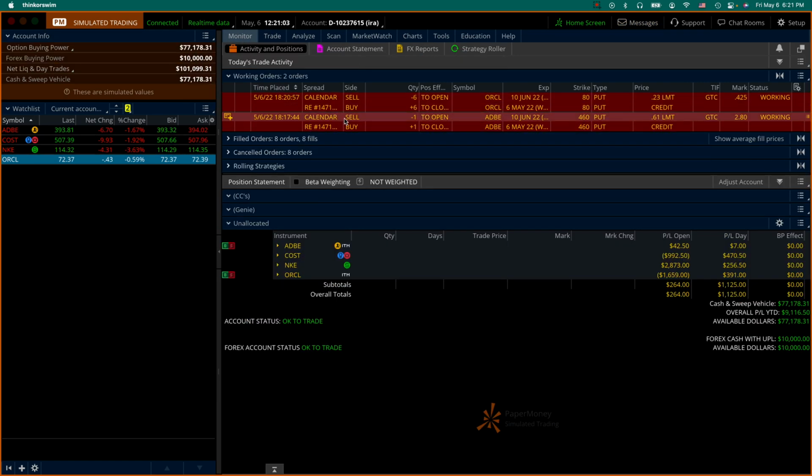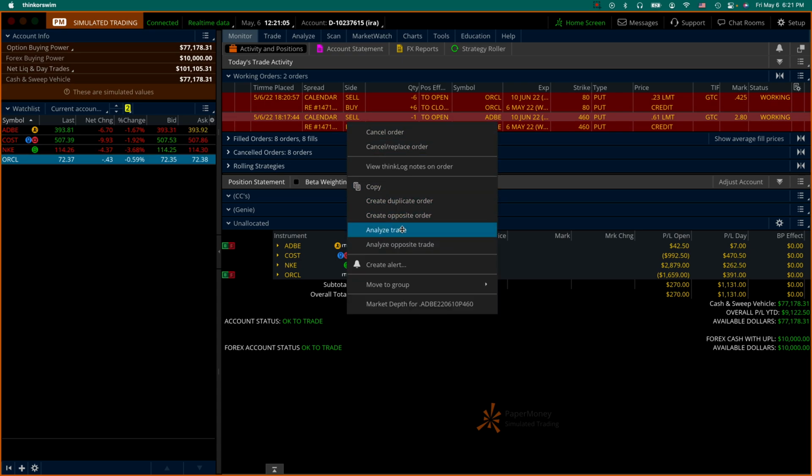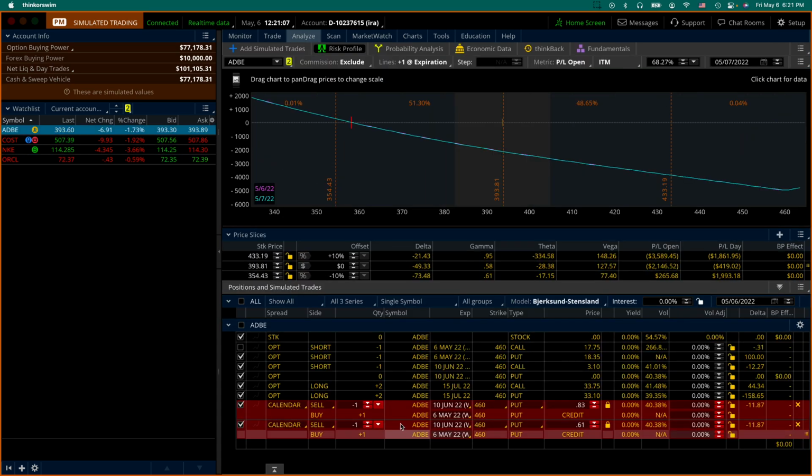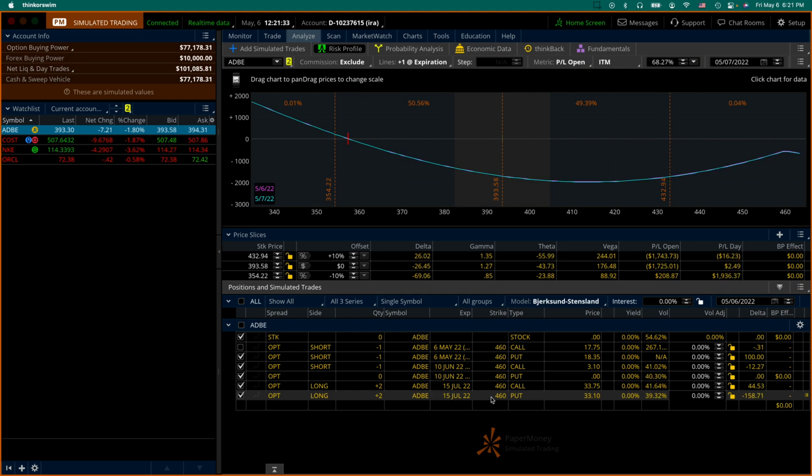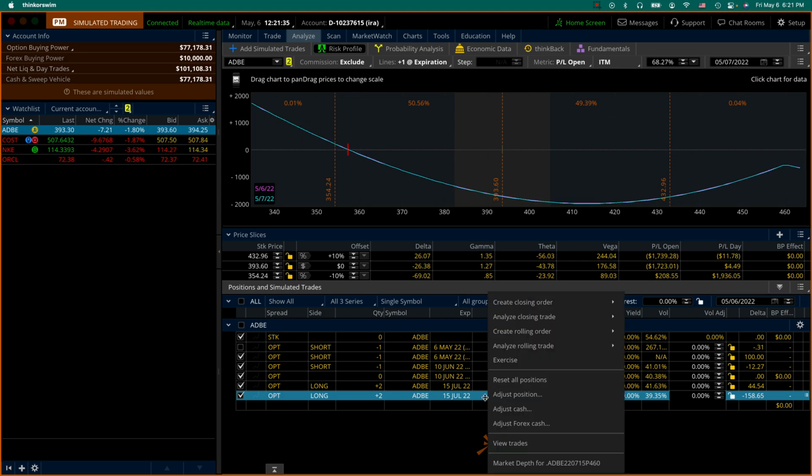And what about Adobe? Adobe is a little more difficult because we have only one lot. Right now, the delta is negative. We have two July 15 puts at 460, and the stock is trading at 390. So we can certainly roll this down. That would give us a lot of money back and neutralize our deltas. So let's go do that.